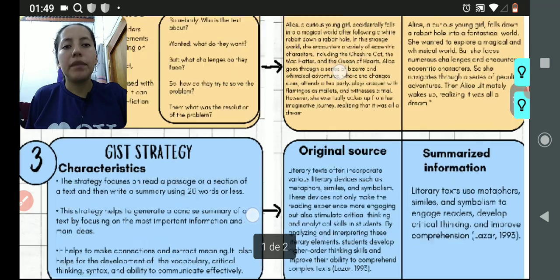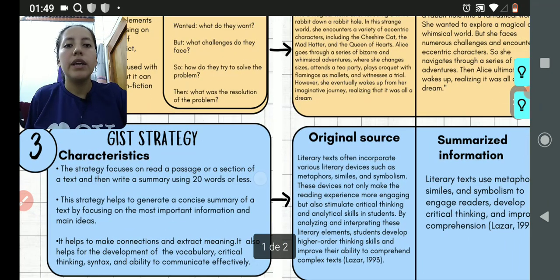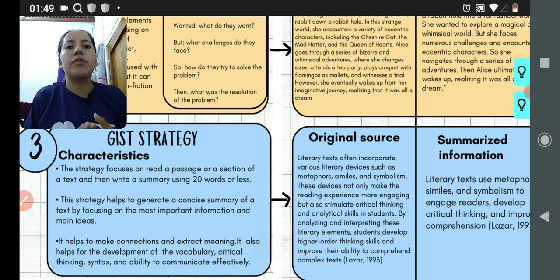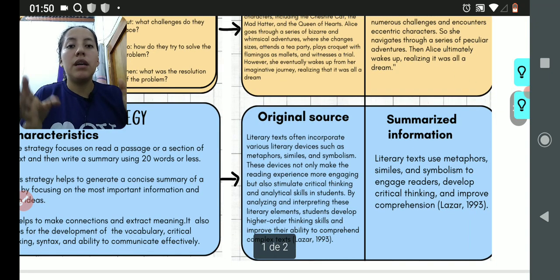The third strategy focuses on reading a passage or a section of text and then writing a summary using 20 words or less. This strategy helps to generate a concise summary of the text, focusing on the most important information and main ideas. It helps to make connections and extract meaning. It also helps the development of critical thinking, vocabulary, syntax, and the ability to communicate effectively. Because when you are reading something, you can develop your ideas with imagination.